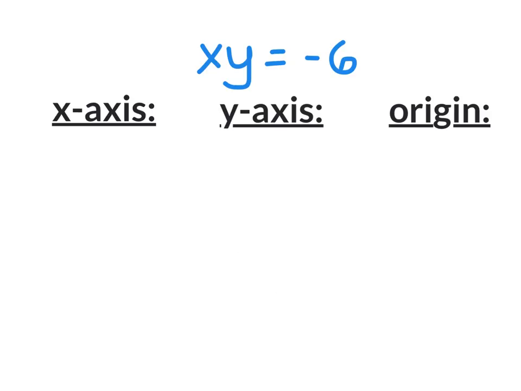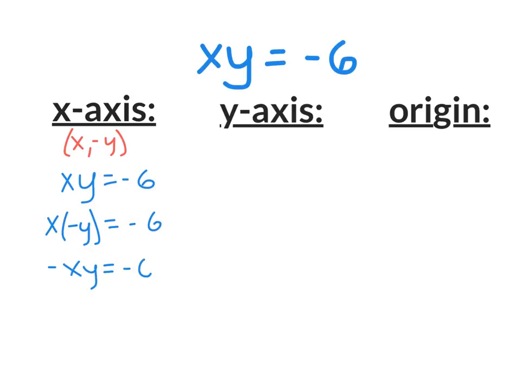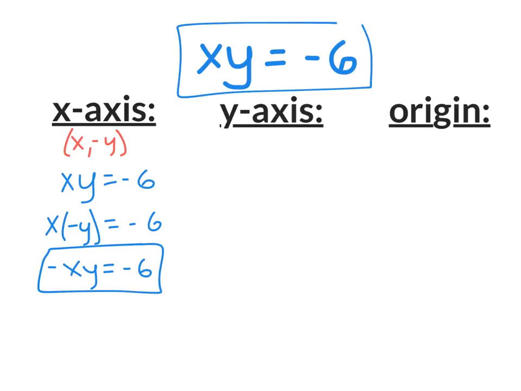So remember that testing for symmetry about the x-axis, we need to replace y with negative y to see if we get the same exact equation. So in this case, our original equation of xy equals negative 6, we can replace the y with negative y. And notice right away you get negative xy equals negative 6, which is not the exact same as the original. So in this case we'd say that it is not symmetric about the x-axis.